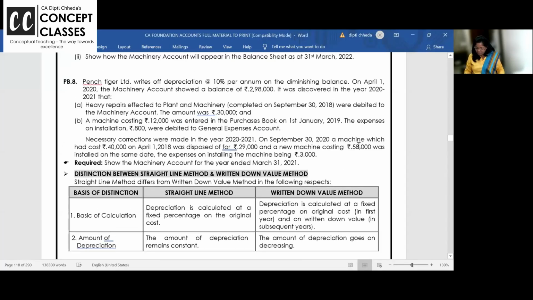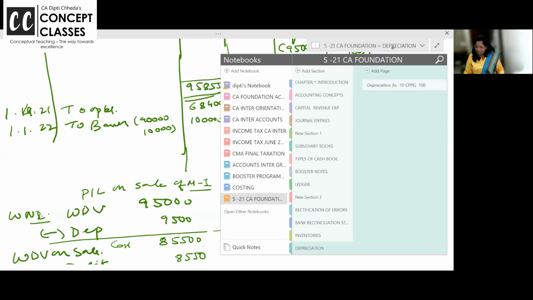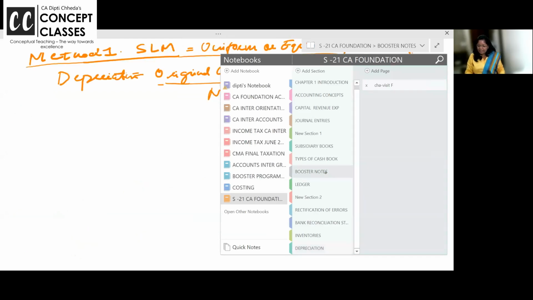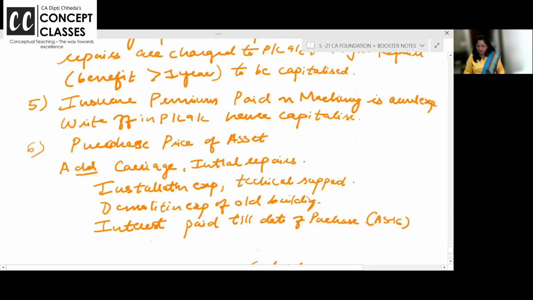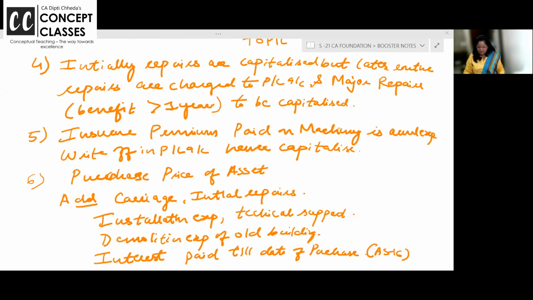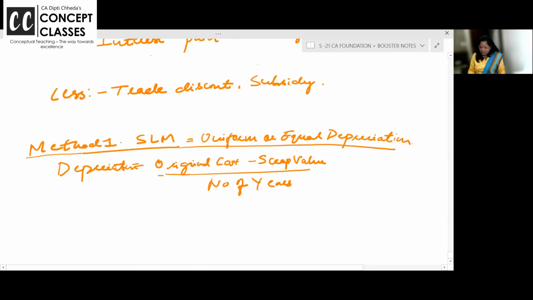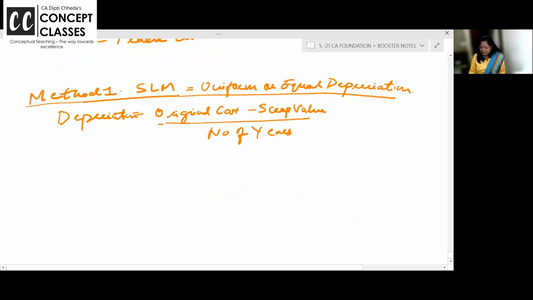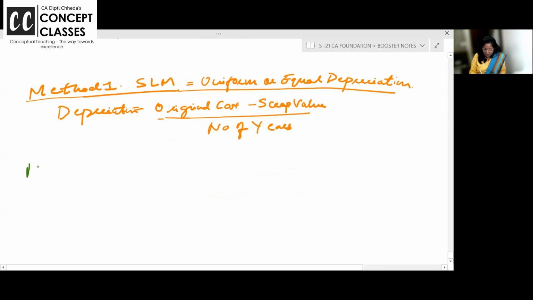And when we close this, we should go and write in our booster notes what new we have learned in today's class. We'll add it now only. It will take 2 minutes. Later we will forget, so let's add it in the booster notes now. Yesterday we wrote all the add-less points. Check all of you have written this. And the SLM method formula we have written. Method 2 we have done today: WDV.